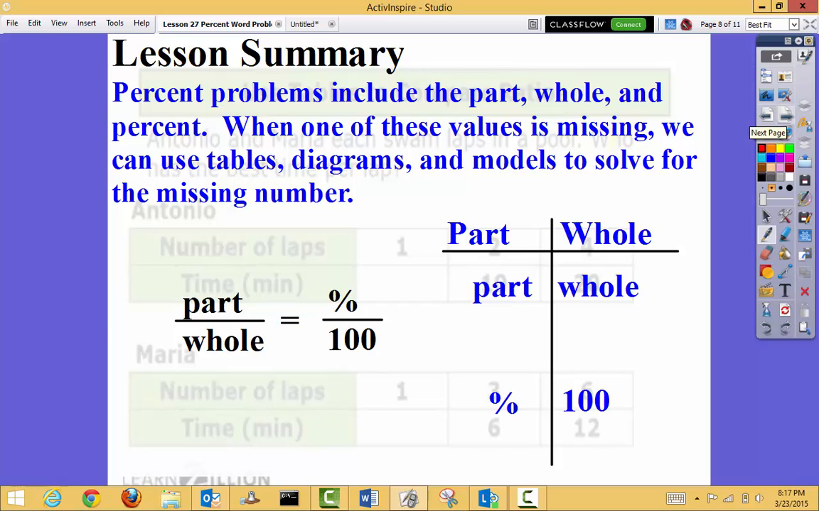Alright, so my lesson summary. Percent problems include the part, the whole, and percent. When one of these values is missing, we can use tables, diagrams and models, so that's what we used yesterday, those diagrams and models, to solve for that missing number. So I have to have 2 out of these 3 to be able to solve it.